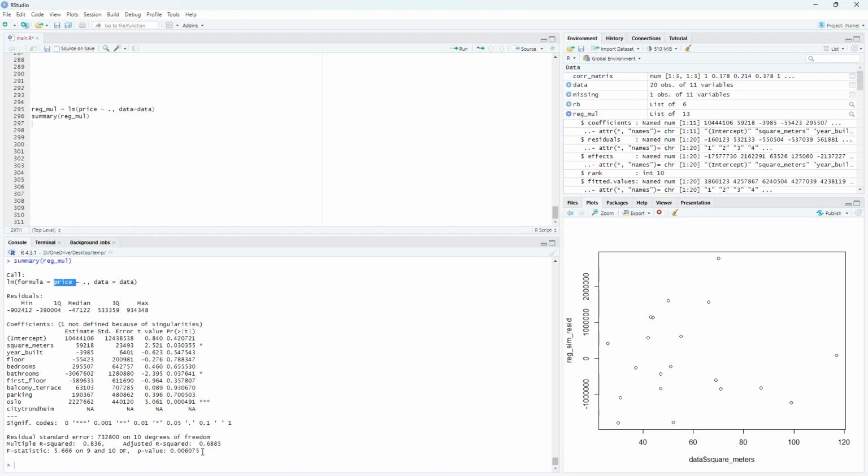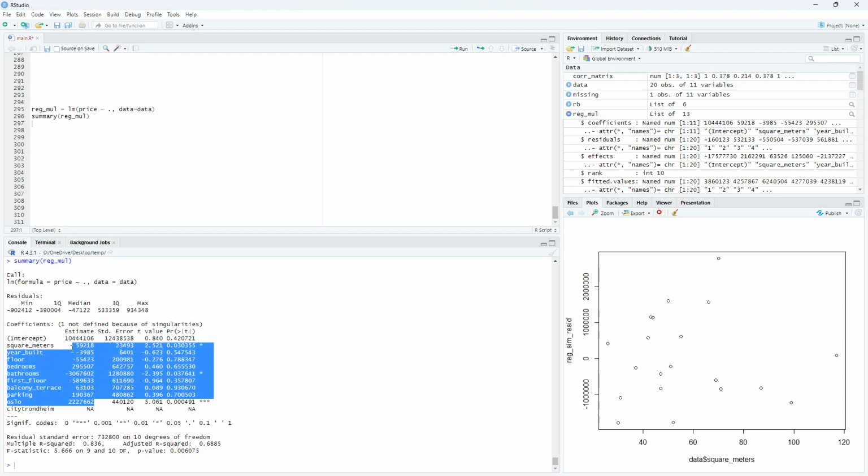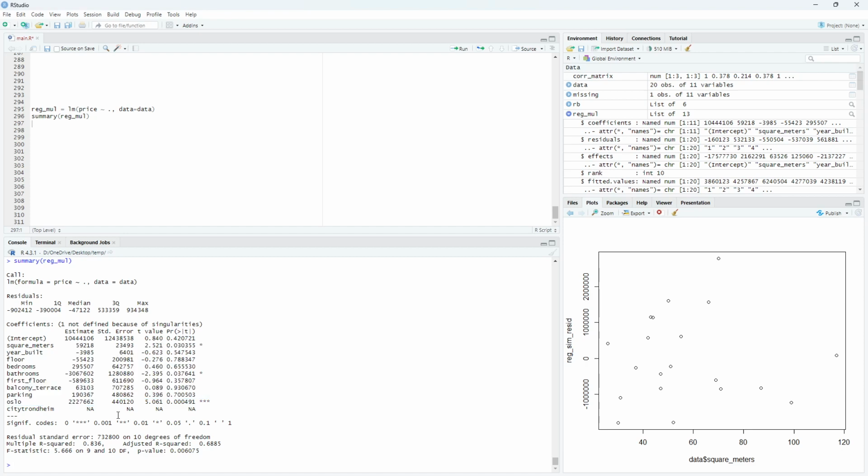And the F statistic now says that, statistically speaking, the R squared value here is different from 0, which means that at least one of these slopes here, not the intercept, but slopes, is different from 0, statistically speaking.